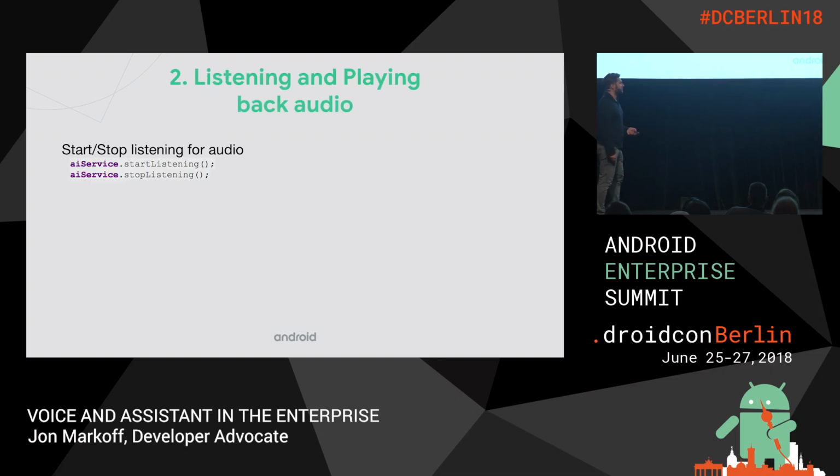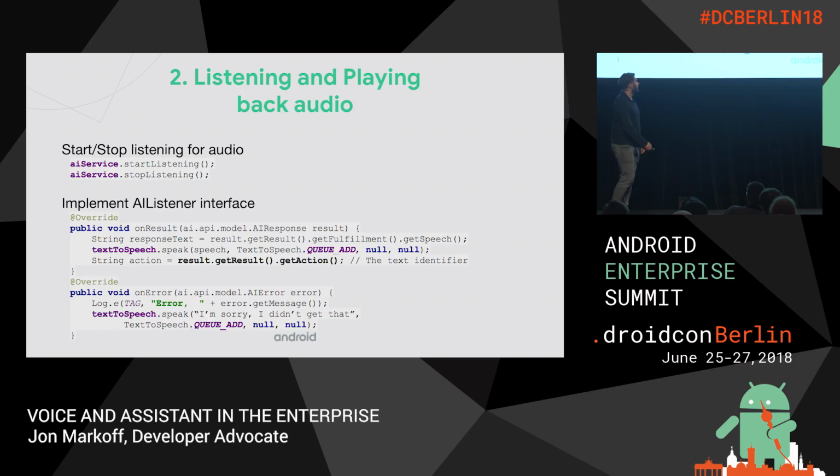To actually start using these classes, once we have everything set up, it's fairly simple. There's a start listening and a stop listening. You have a button in your app, or some way to interact with your application, that allows you to start and stop listening. There's an interface called AIListener that you implement. It has 6 methods. 4 of them are for the state of whether or not Dialogflow is listening, like on listening and stop listening. I didn't put those on here because they're pretty basic. The 2 most important ones are onResult and onError.